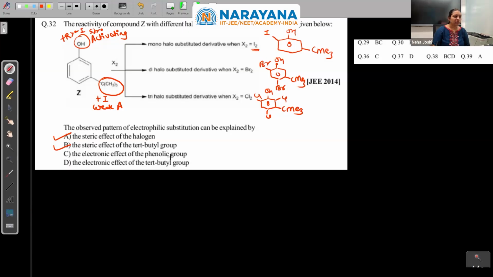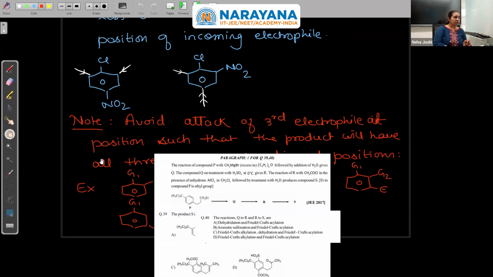The electronic effect of the phenolic group, that is the ortho-para directive influence, is controlling the orientation of attack. So that also has importance. The electronic effect of tert-butyl group, no. Because when you have decided the activating group, there is no concern about what the effect of this CMe3 will be. So this is not having any electronic effect. It is just influencing our answer through steric effect. One very good question from 2014, which is relevant to what we were just studying.